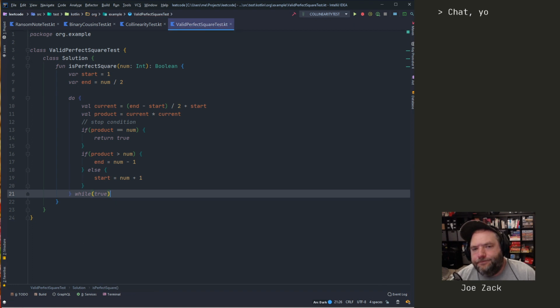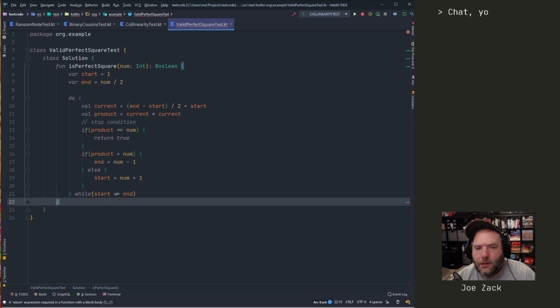And the only other case I can think of is basically while start is not equal to end. And then we can return false. Is that it?